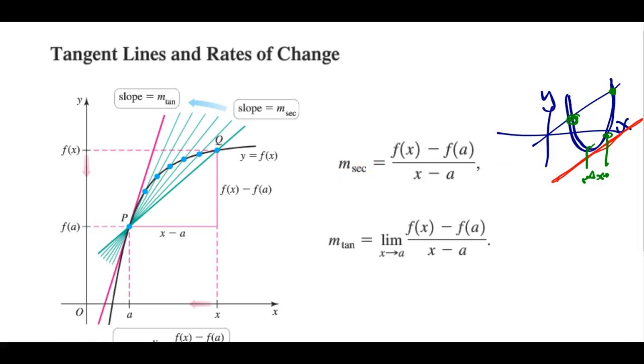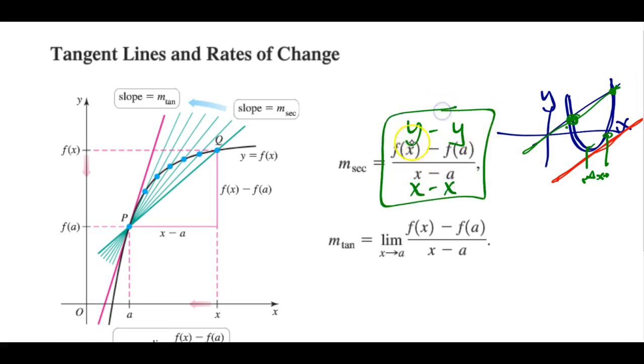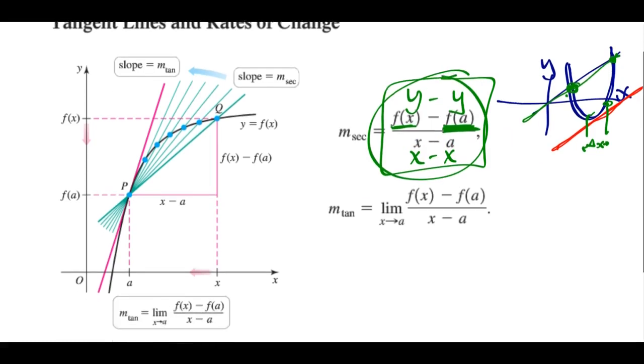So the secant is nothing more than the slope between 2 points, and we know how to do that. It's just y minus y over x minus x. And we have fancy words for y, sometimes the function f of x, and then another y might be f at some specific a value or x value, and then x minus x. So you can see this is just slope. That's how you find slope between 2 points always.